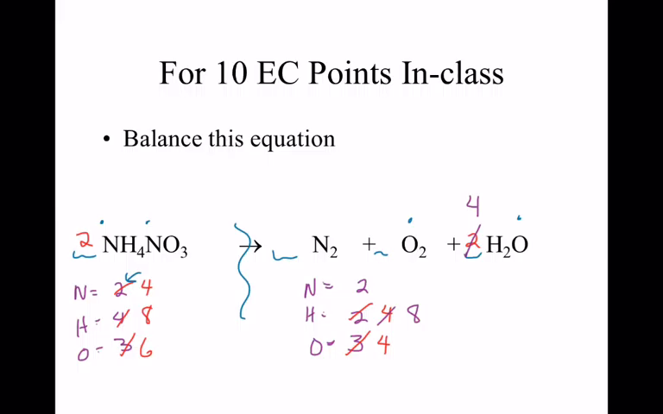And now my oxygens, I have 4, 5, 6. 6. That's looking pretty good. Now I can see the light at the end of the tunnel. So now my nitrogens, I have 4 on the reactant side, and I only have 2 on the product side. But I can get 4 if I put a 2 right here.